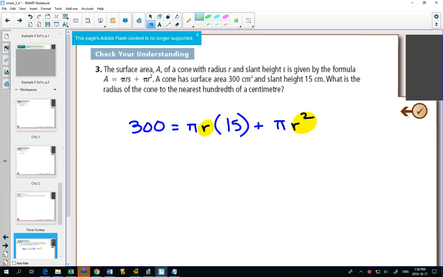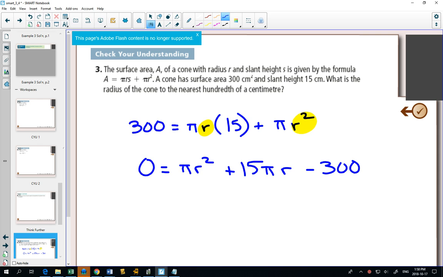So how do we solve a quadratic equation? We move everything to one side and make it equal to 0. So I'm going to subtract the 300 to the other side. So I get 0 equals, I'm going to write it in the order that we normally write things. And once we have a quadratic equation where it's equal to 0, we have options.